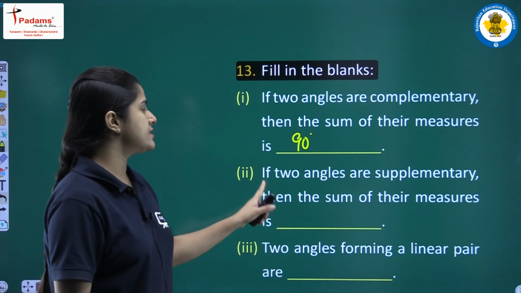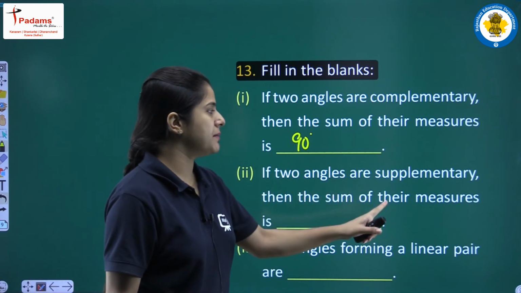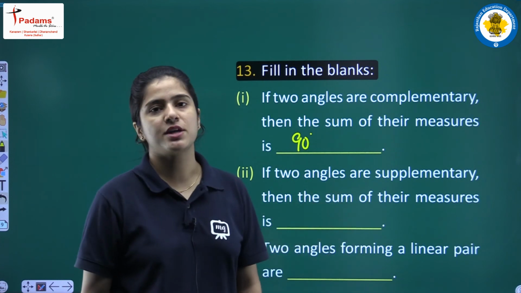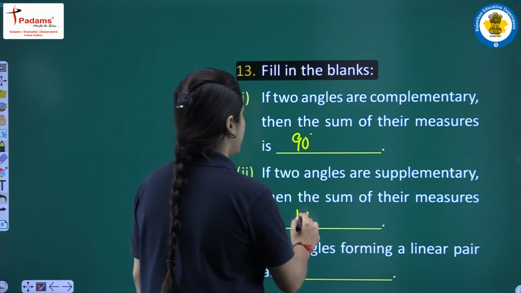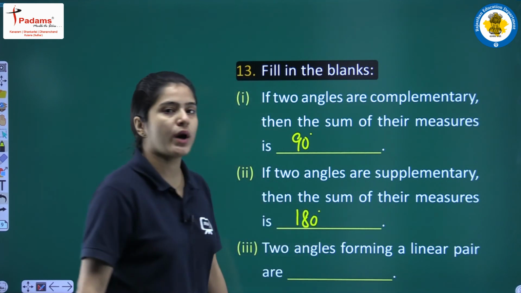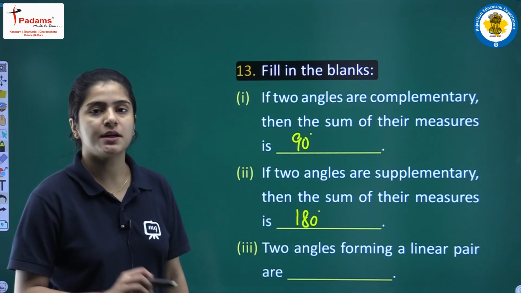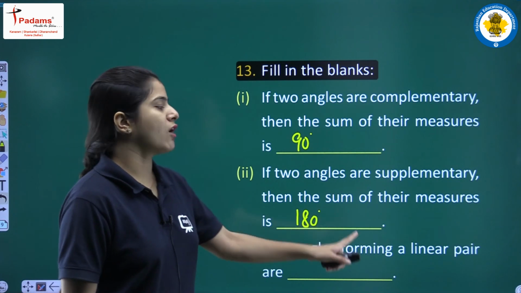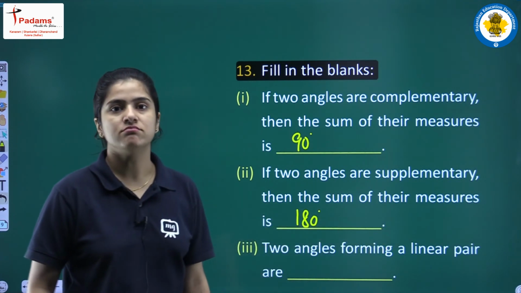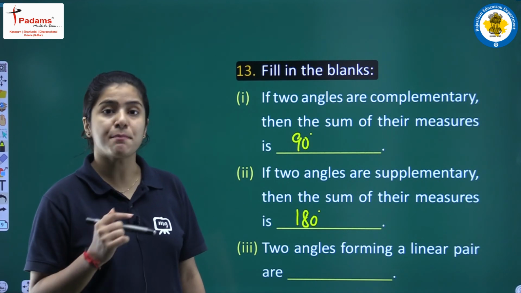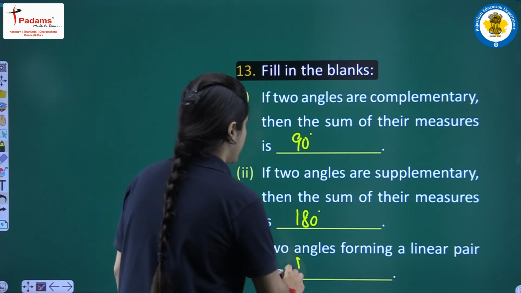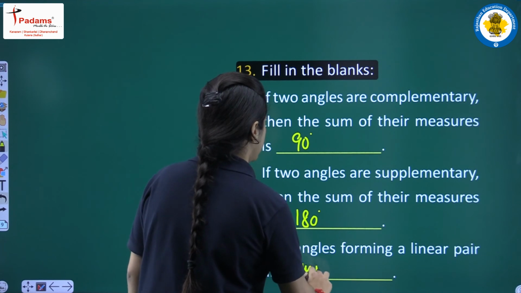Next question, students: if two angles are supplementary, then the sum of their measures is 180 degrees. Third part, students: two angles forming a linear pair are supplementary angles, okay students, they are supplementary.